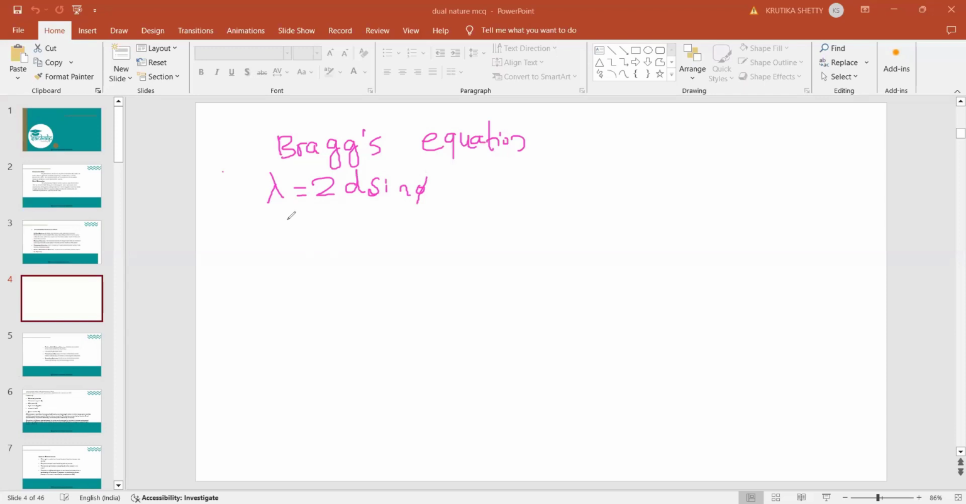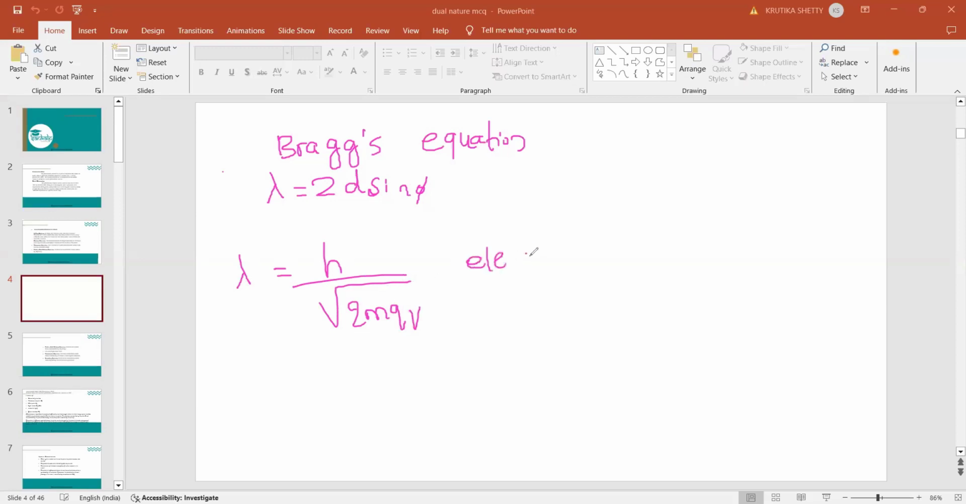Yes, students, this completes your dual nature of matter and radiation. Here some extra formulas we can take down. Just now I told you about the formula, that is lambda is equal to h upon under root of 2mqV. Okay, so this is for the charge.